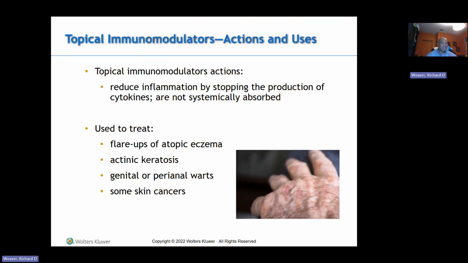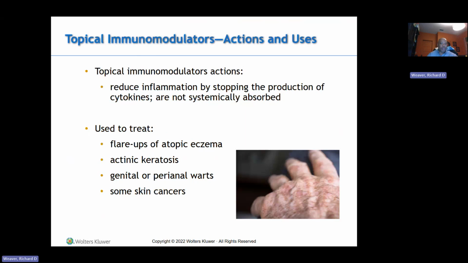Now, additionally, the immunomodulators are not systemically absorbed, nor do they act on the collagen in the skin. So therefore, they can be used in those delicate areas, such as the face as well as the neck, right? Because it doesn't affect the collagen in the skin. So you have a little more widespread use for this drug.